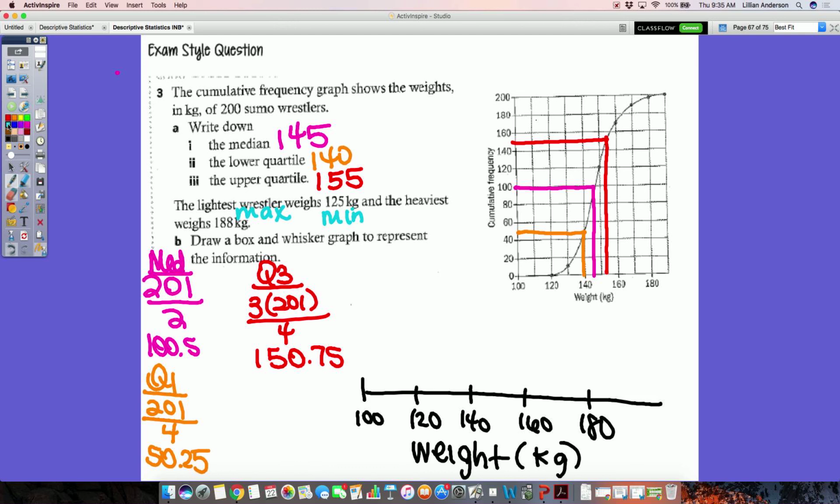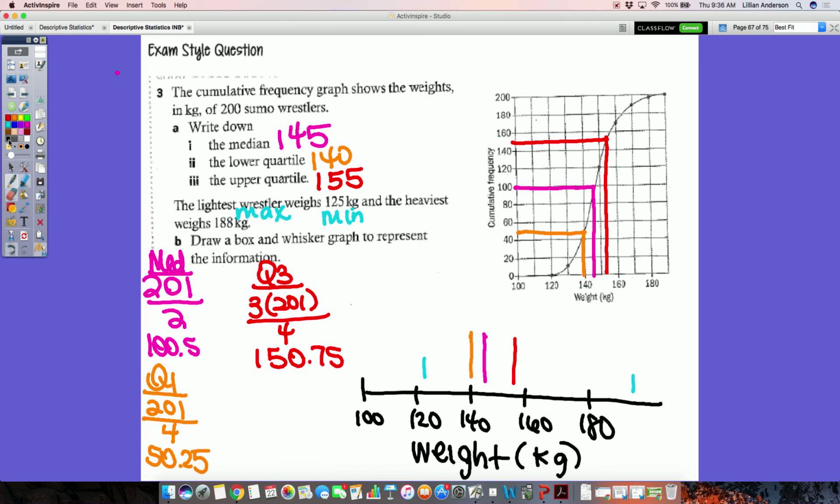What's my min? 125. What's my max? 188. What is my Q1? 140. What's my median? Sorry, the median's 145. And the Q3 is 155.